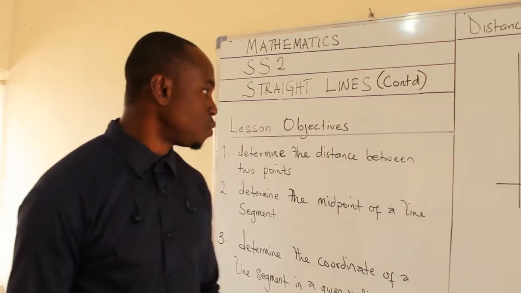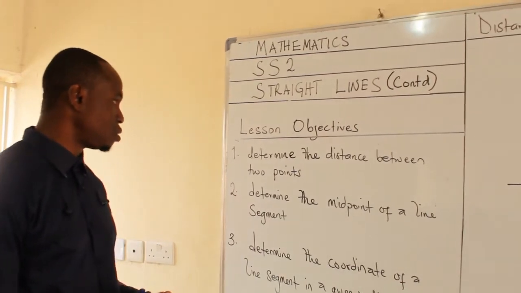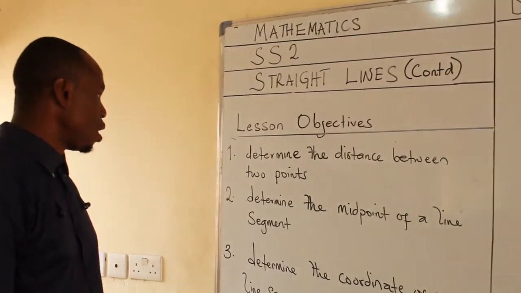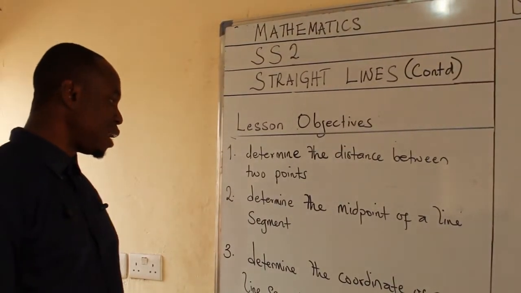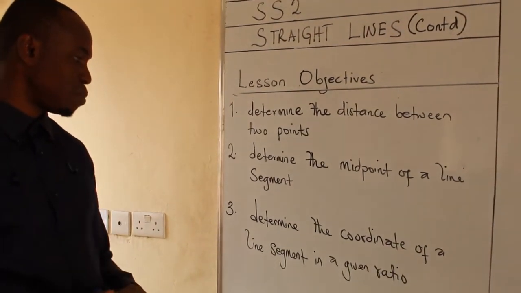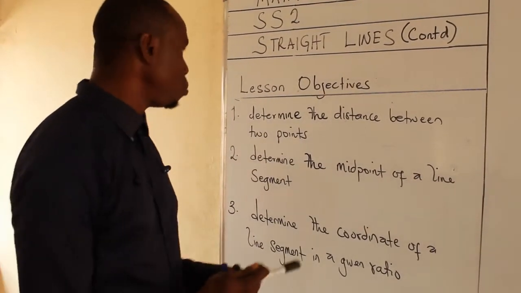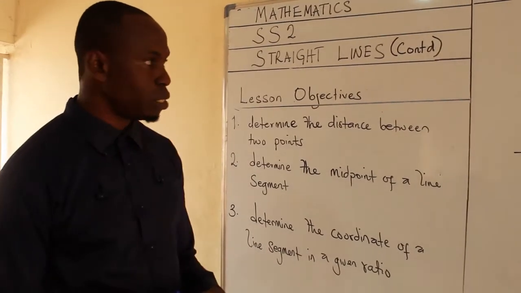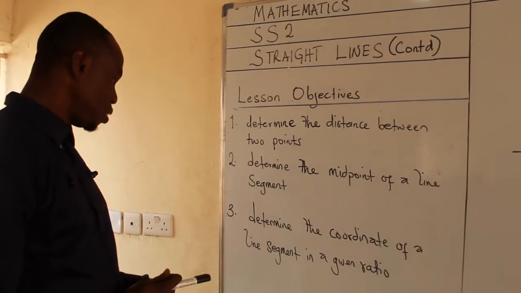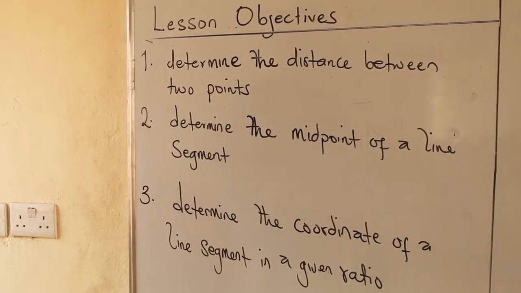In today's class, we will be looking at straight lines, and our lesson objectives is to determine the distance between 2 points, to determine the midpoint of a line segment, and to determine the coordinates of a line segment in a given ratio. By the end of this class, students should be able to determine the distance between 2 points, determine the midpoint of a line segment, and determine the coordinates of a line segment in a given ratio.